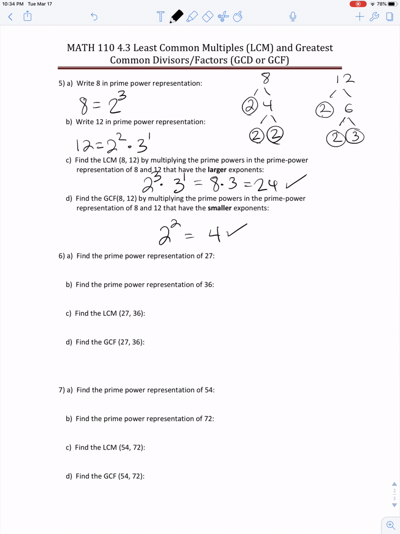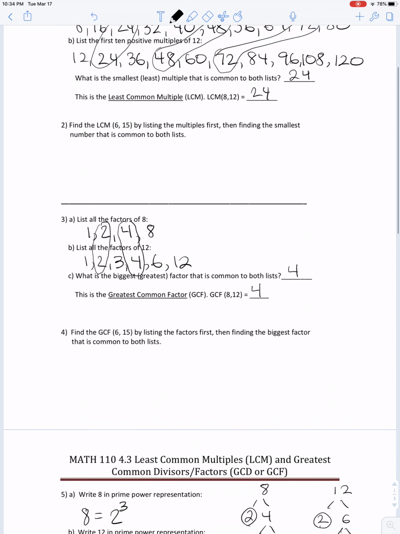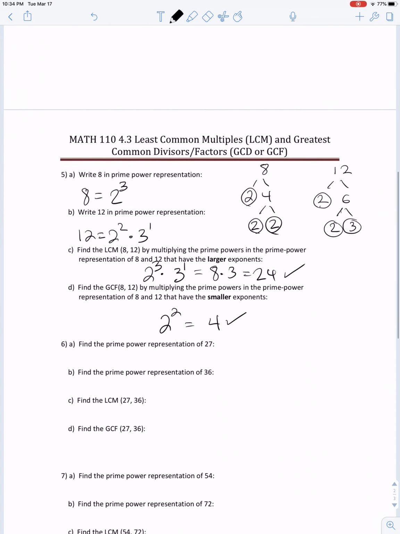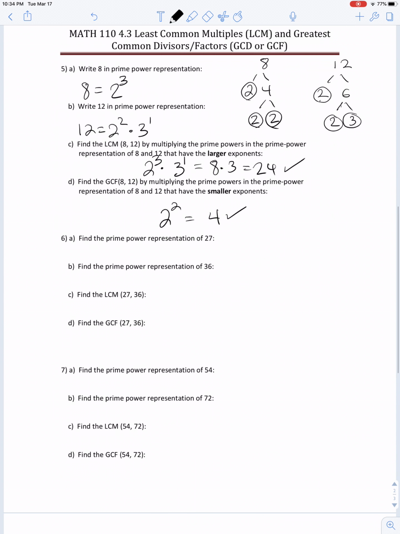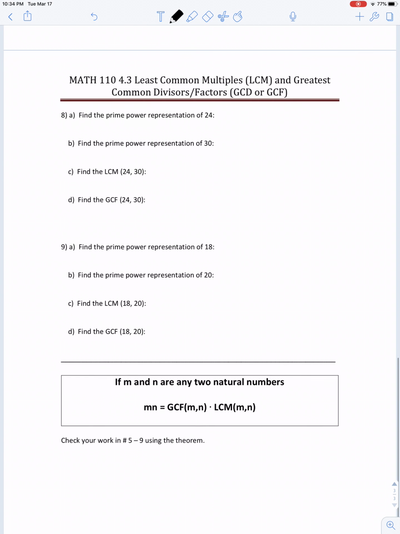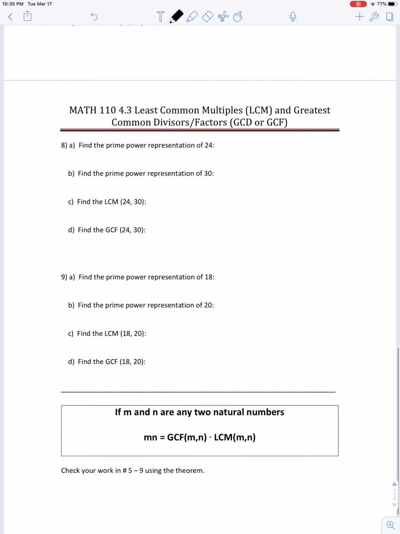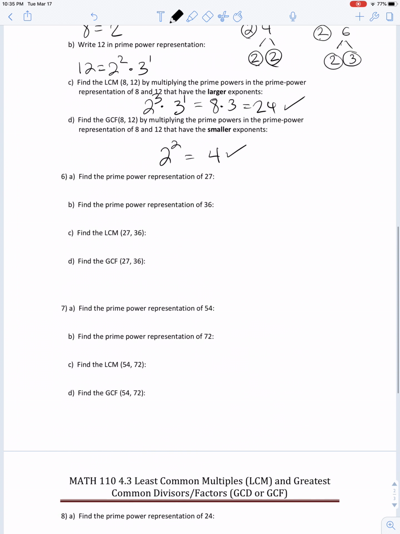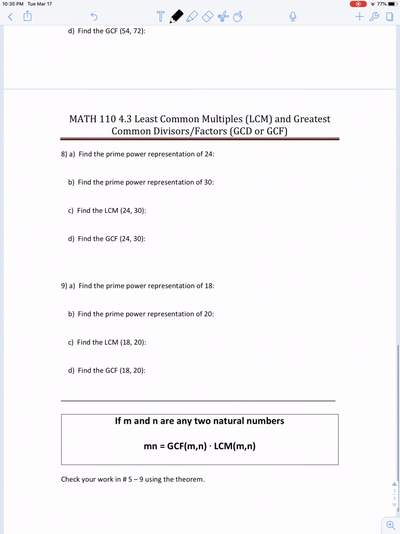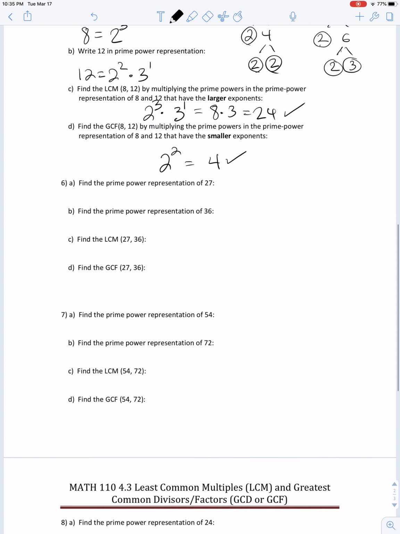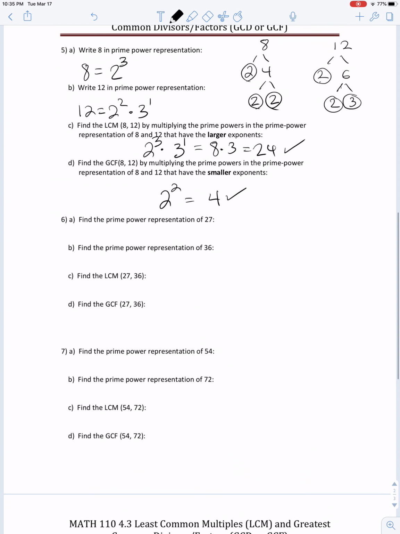The rest of them I'll leave to you. There's 2 on the front that you can practice using the set theory model, and then 6, 7, 8, and 9 let you use the prime power representation. If you want to use the set theory model as a way to check, feel free. I'm also going to have a little quiz on 6, 7, 8, and 9 where you'll submit your answers so that we can check them to make sure they all look good.